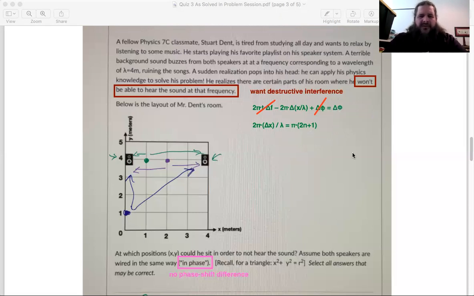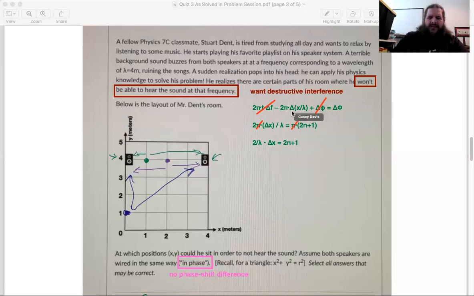Also, what else can we simplify now? What shows up on both sides of the equation here? Yeah, pi shows up on both sides, so we can divide both sides by pi, cancel that out, and now we get an even simpler equation. Looks like this reduces to just 2 over lambda times delta x equals an odd number, 2n plus 1.